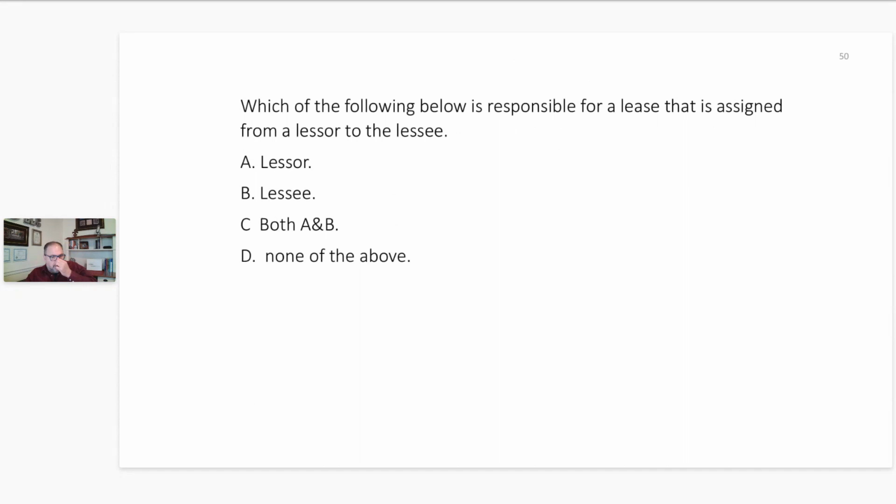So the question is, which of the following below is responsible for a lease that is assigned from a lessor to a lessee? Both parties are. Okay. Both A and B, the lessor and the lessee, are responsible. Okay. Does that make sense? Does everybody understand what I'm talking about? We good? Everybody clear on this?